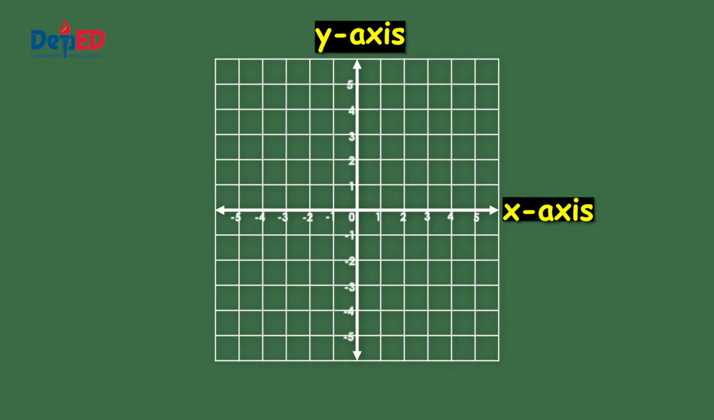Since the axes intersected perpendicularly, the plane is divided into 4 sections. Quadrant 1, where lies the points with both positive x and y values. Quadrant 2 is where points with negative x value and the positive y value. When both x and y coordinates are negative, they will be in quadrant 3. And in quadrant 4 are the points with positive x value and the negative y value.